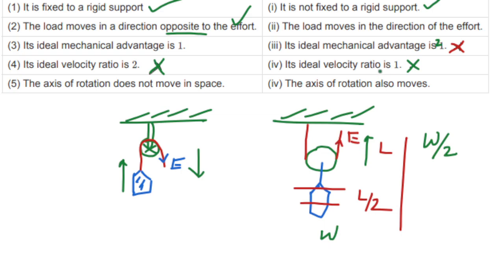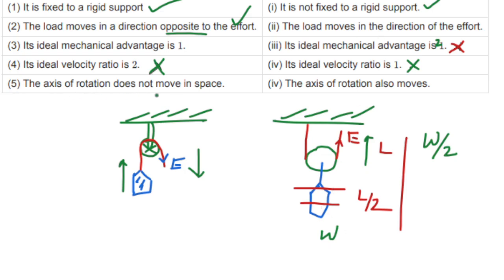So yeah, like mechanical advantage. So what does that mean? If we pull it like this, then our load will only come up half the distance. We have to pull by more length to get it upwards.